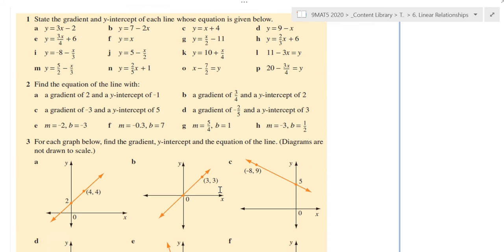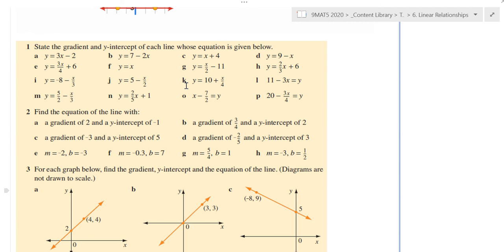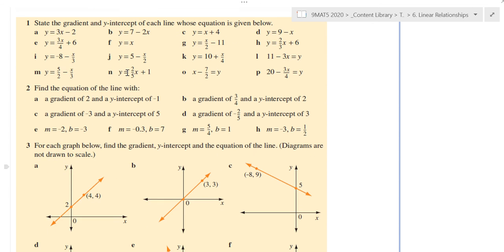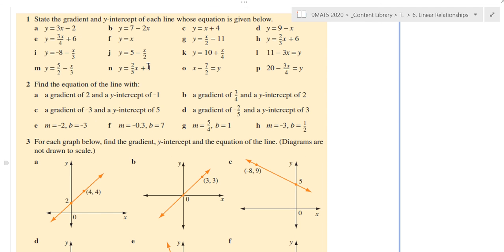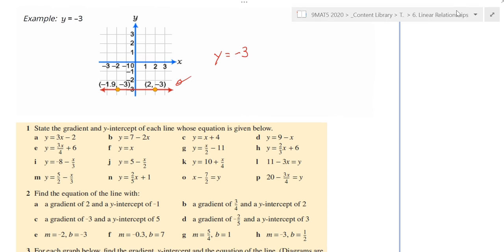So what I'll get you guys to do is have a look at these equations, do them in your book, and answer the questions on this Microsoft form.